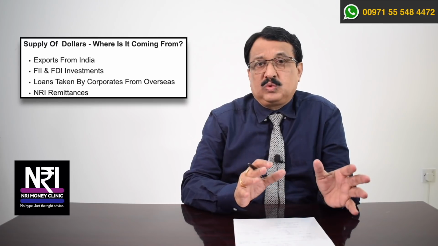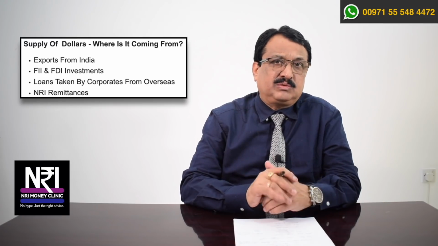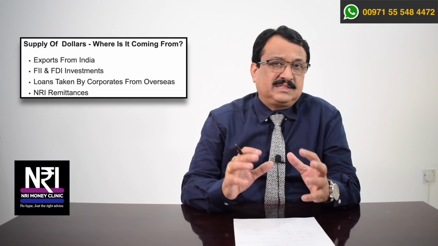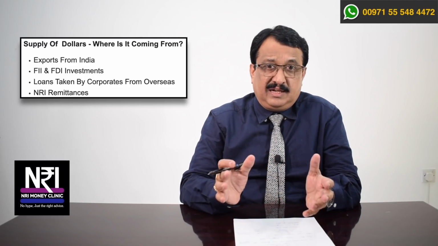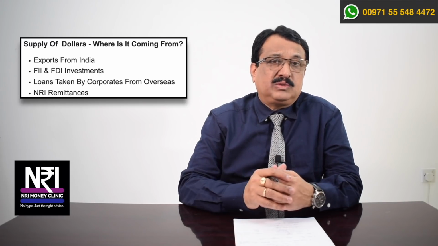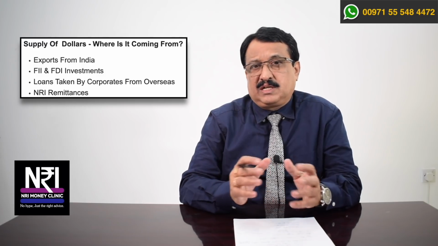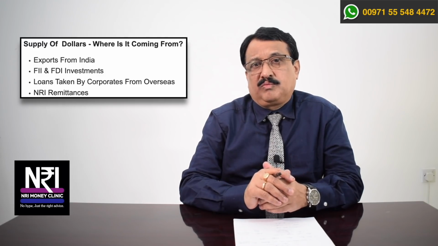Where will the supply of dollars come from? The supply of dollars comes from export of goods. You supply goods and services to countries outside and you get dollars in exchange. That is a supply. As NRIs, you remit money back home, so NRIs are also a source of dollars. Likewise, the corporates will also borrow from outside of India and bring those dollars. So these will become the source of dollars.